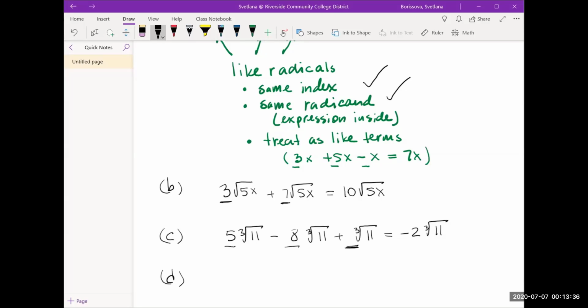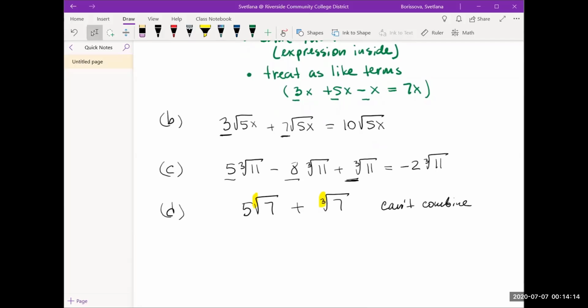So if I had, let's say, 5 square root of 7 plus cube root of 7. In this case, even though they are the same numbers inside the radicals, they have different indices. One is square root, one is cube root. So here we have square root and here we have cube root. So we can't combine.